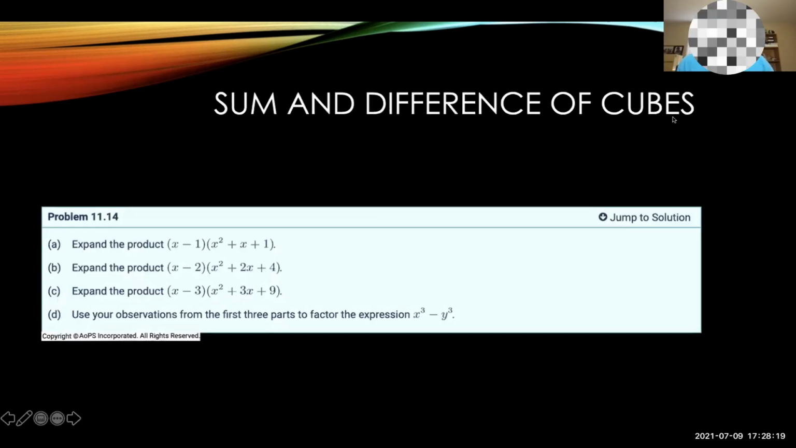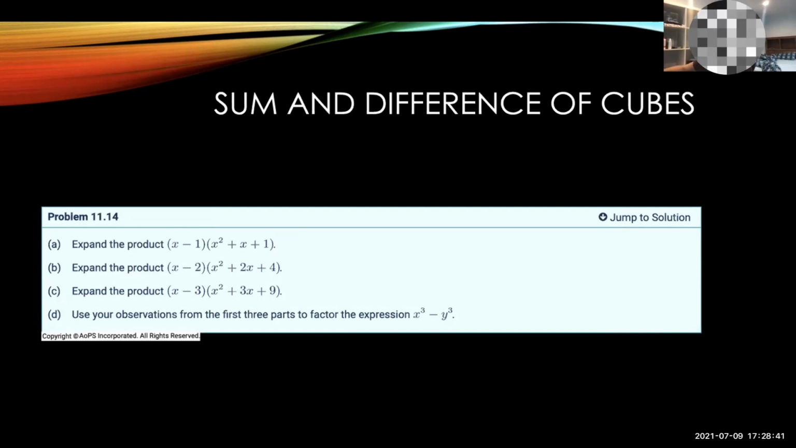So now we're going to move on to another type of special factorization. This is the sum and difference of cubes. So before I start explaining it, I want you guys to try to do all four parts of these. So this might take you a little while, so I'll give you, again, 6 or 7 minutes before I start calling on anyone. Also, type in chat if you're done. Don't do reactions.